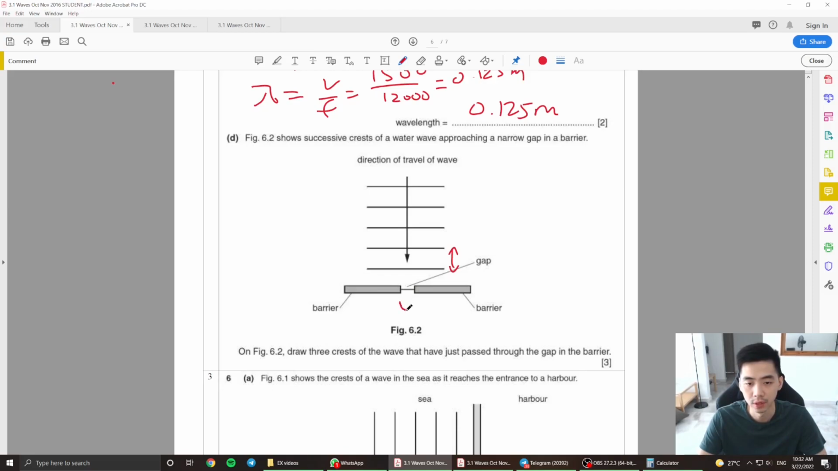You're going to start off with the opening here and make sure that they have the exact same wavelength, because diffraction does not change the wavelength. You're going to draw something like this here, guys. You have to make sure that in your exam, at least from eye level, these wavelengths here are the same as these wavelengths here, guys. All right.